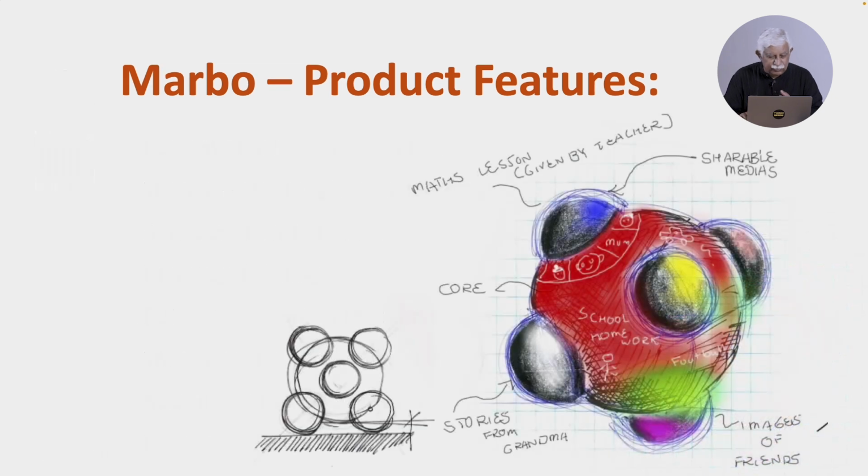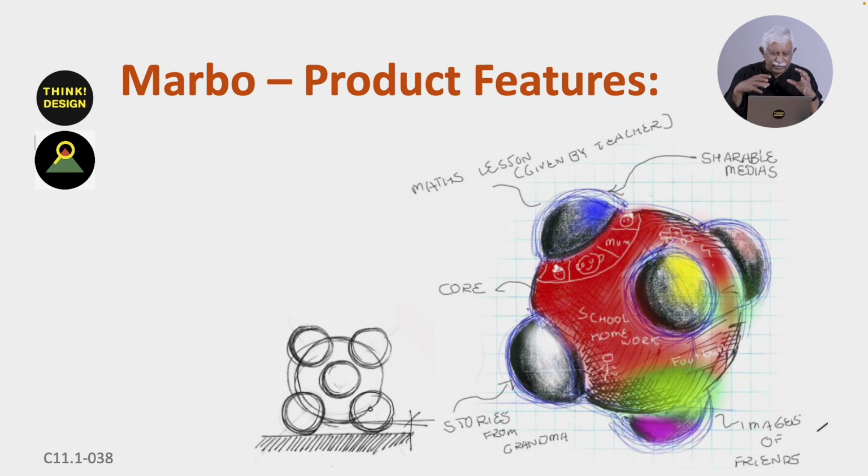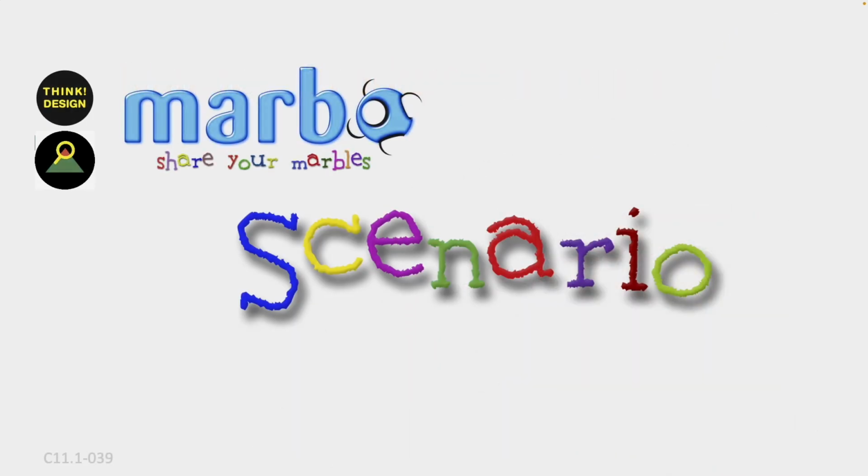If you look at the product features itself, there's a core, and many of the marbles are data units, and they can have, for example, maths class or stories or images of friends, and you can easily share it with your friends. To explain how the Marbo works, they created a storyboard, and this is what we call a scenario.